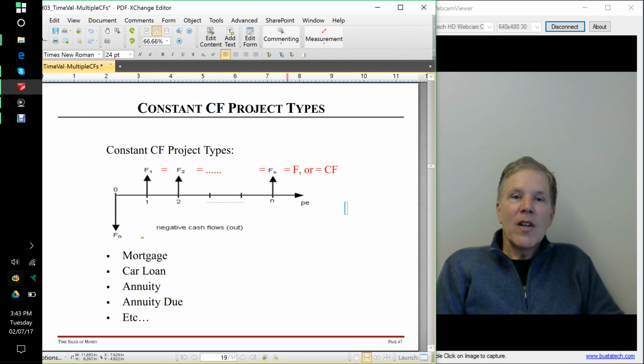So we can look at them from the point of view of lender, borrower, but the key thing is, in all cases, the future cash flows are all constant. F1 equals F2 equals Fn equals F, or in our terminology, just CF. So what types of loans are these? Like I just said, mortgages, car loans, and annuities work this way, etc. And that's what we're going to be looking at in detail in the next video in this sequence.